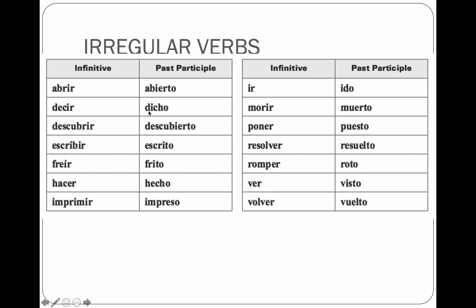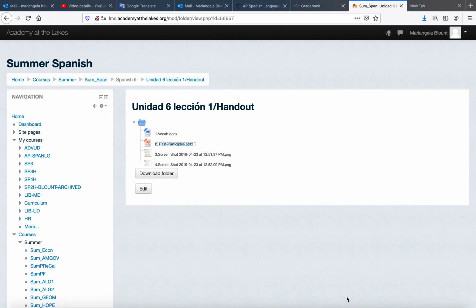Decir will be dicho. So this one you don't drop and add ido or ado. You don't because it will be wrong. This is the pasado participio for the irregular verb. Remember, all the irregular verbs are a little bit different than regular verb. Regular verb is easy because you drop and you add the endings, but irregular, the whole verb change pretty much. Okay, so here you have to memorize this group because you're going to be using this in the exam and the activities.